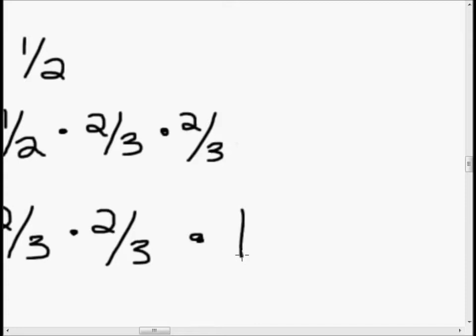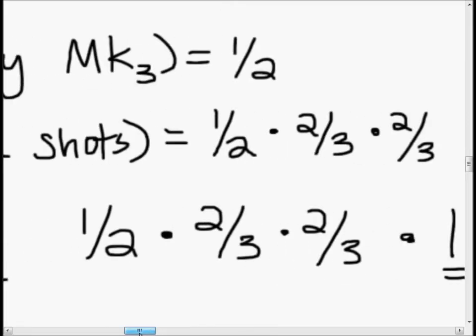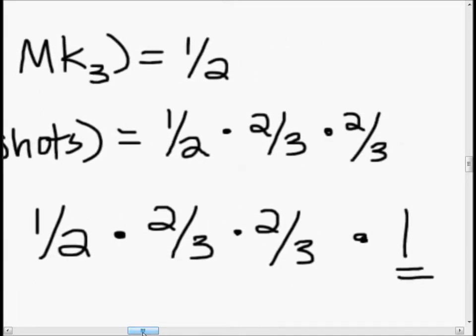So that's why we have this times 1 here. Given that he made all 3 shots, the chances that he made the first shot are 100%. And that's kind of weird, I'm going to be the first to admit. So that's the part that's a little bit hard to explain.